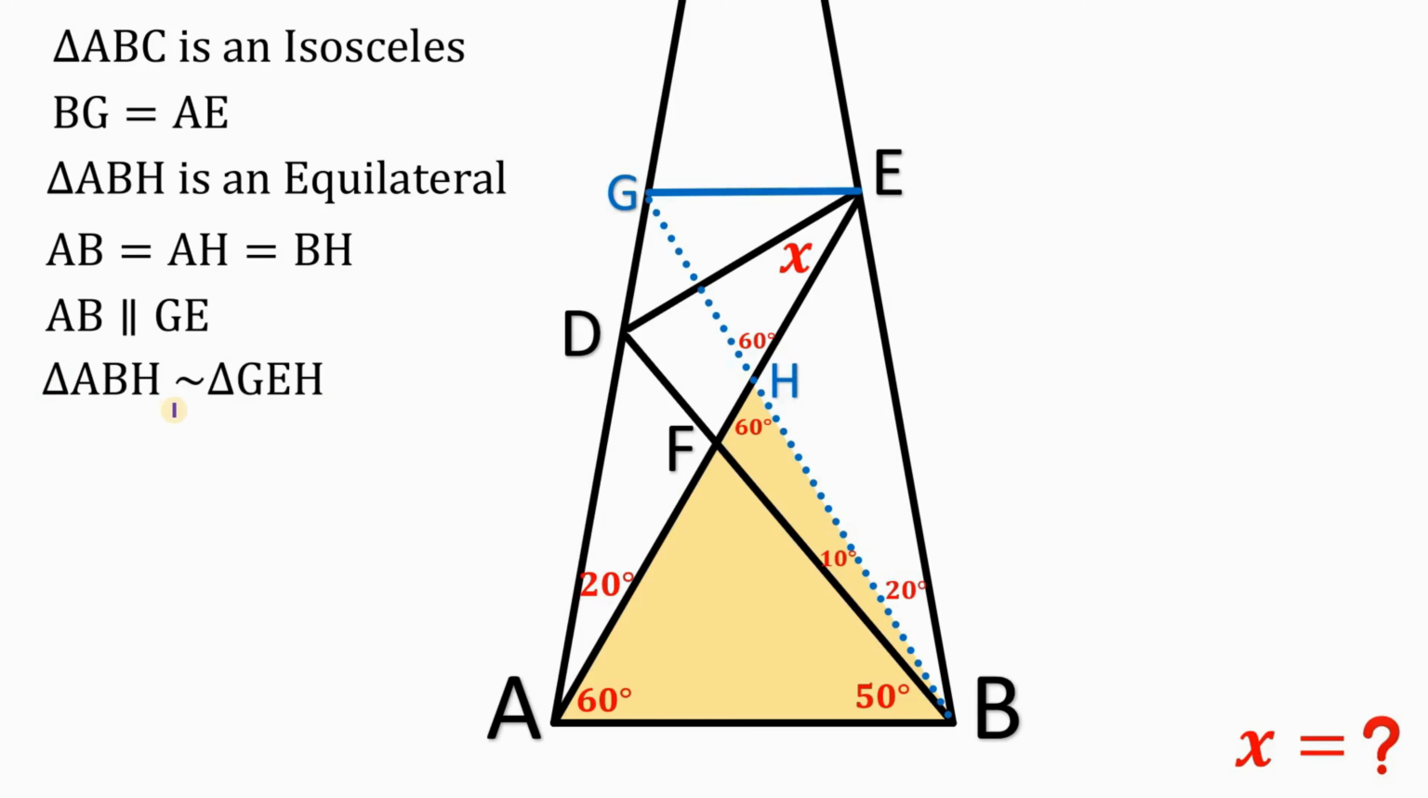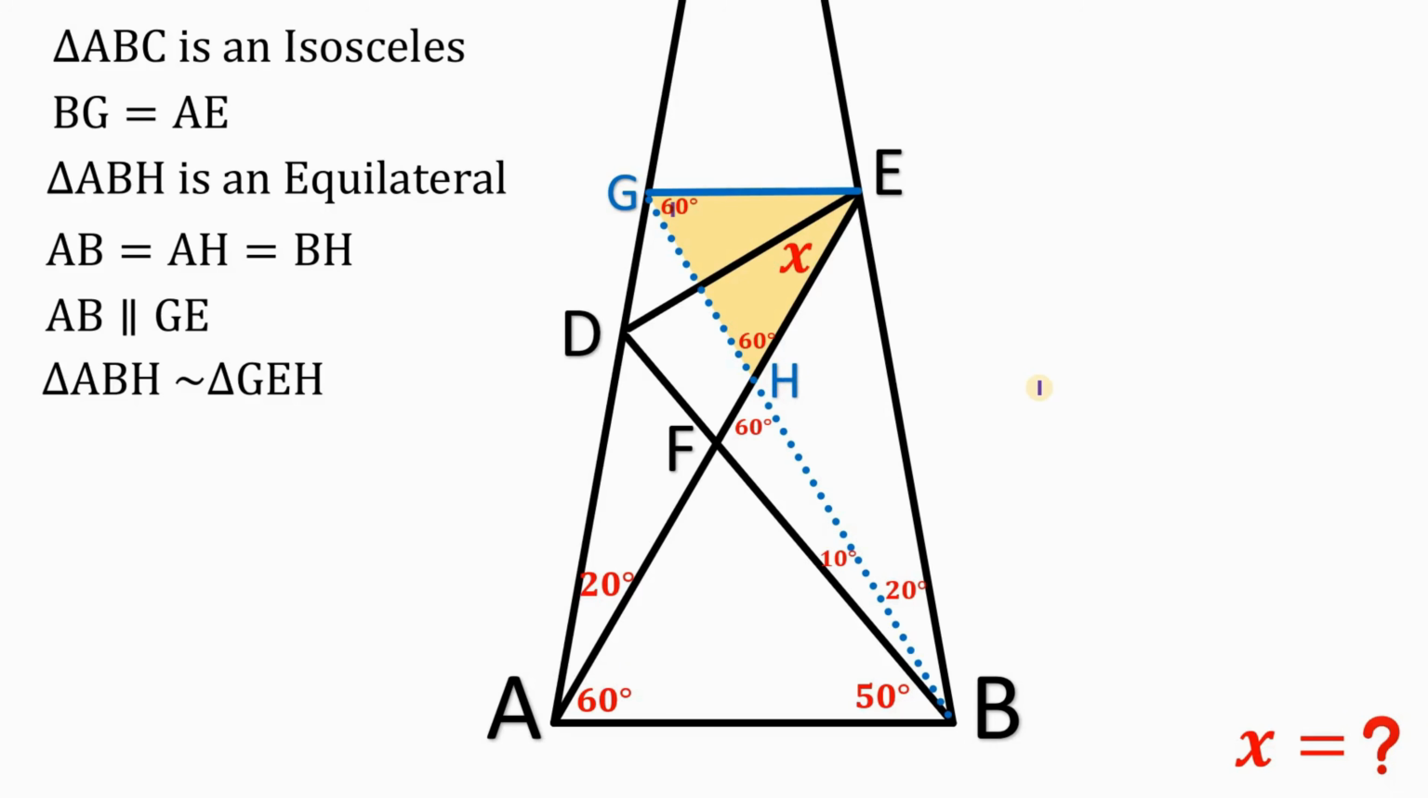Now, since GE is parallel to AB, we have two similar triangles right over here. So we can say that triangle ABH is similar to triangle GEH. It follows that this triangle GEH is also an equilateral or equiangular triangle. So this angle right over here is simply equal to 60 degrees also. And the other angle, GEH, is also 60 degrees.